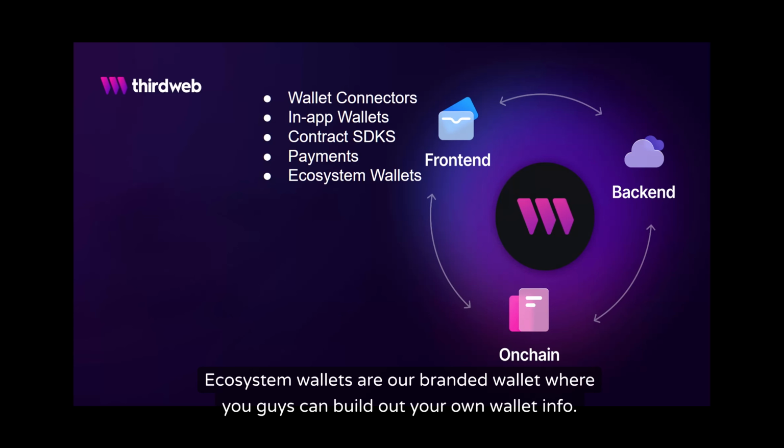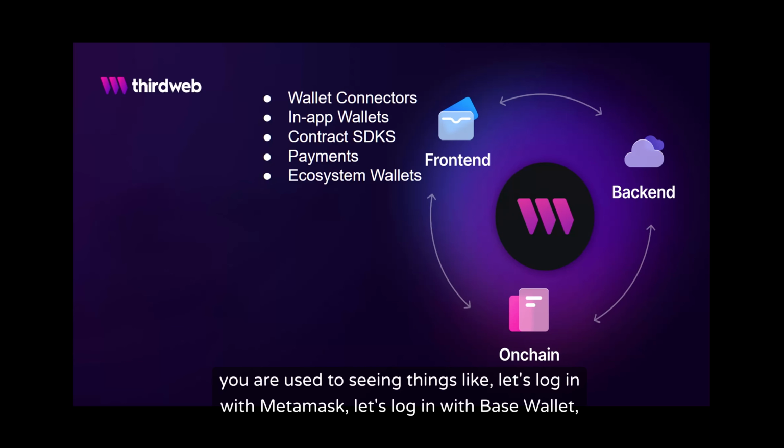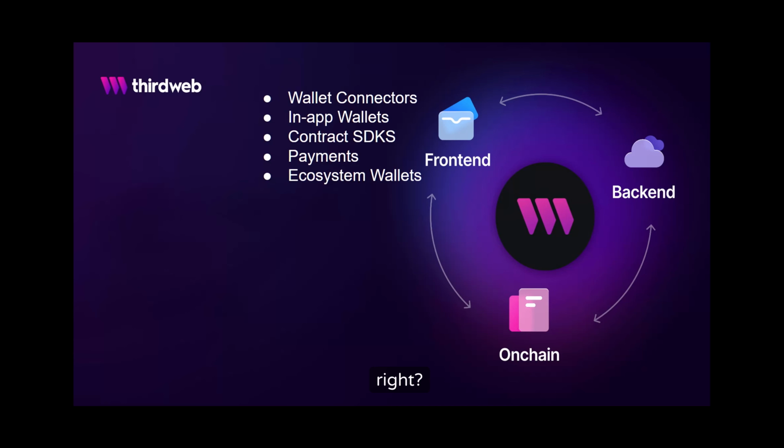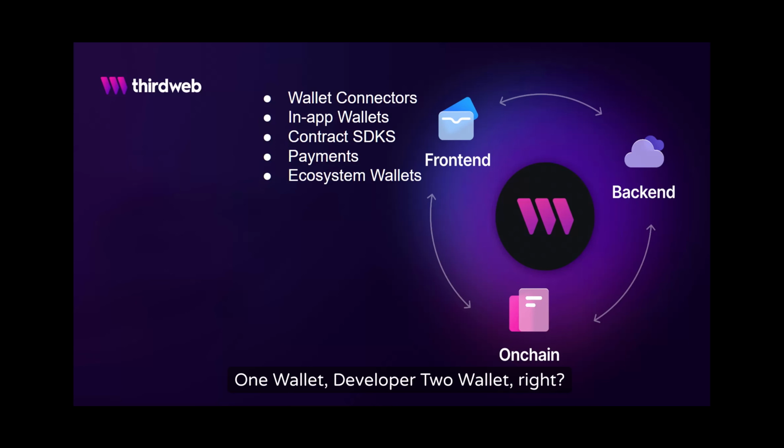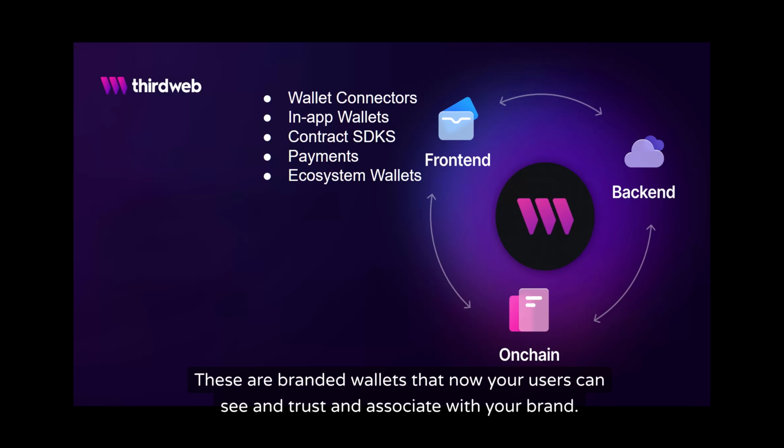Ecosystem wallets are our branded wallets where you can build out your own wallet infra. You are used to seeing things like, let's log in with MetaMask, let's log in with Base Wallet. Instead, now you can say, I want to log in with Rootstock wallet. I want to log in with Developer 1 wallet, Developer 2 wallet. These are branded wallets that your users can see and trust and associate with your brand.